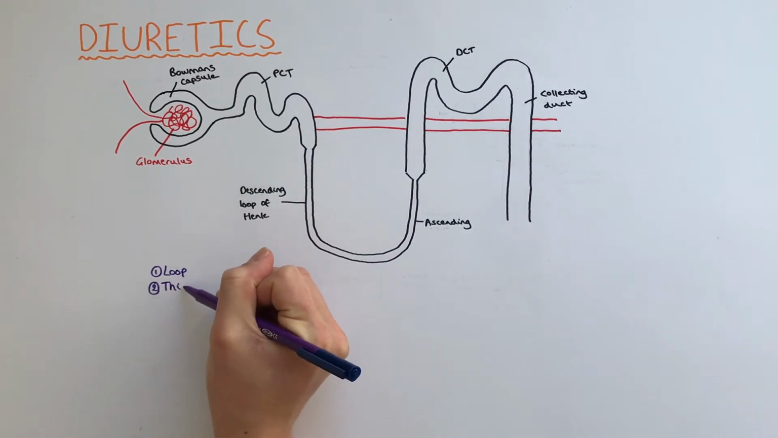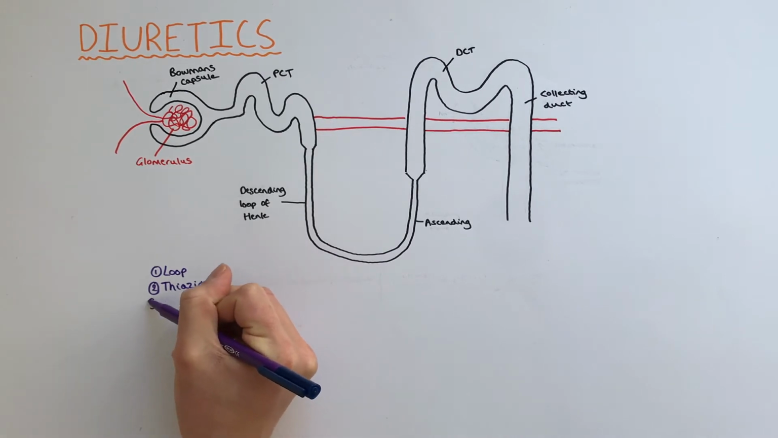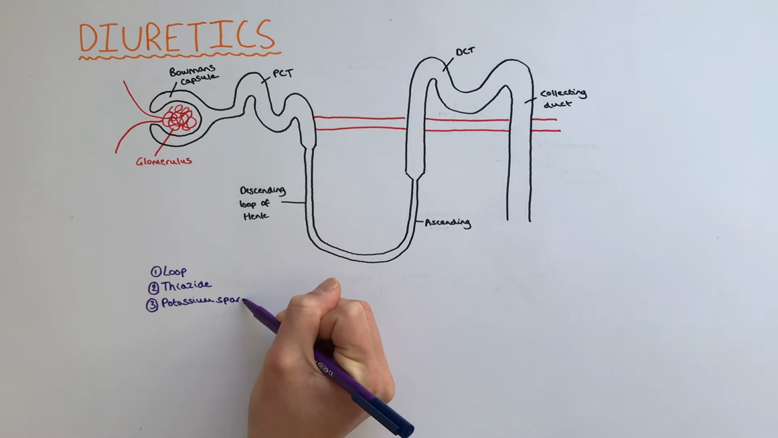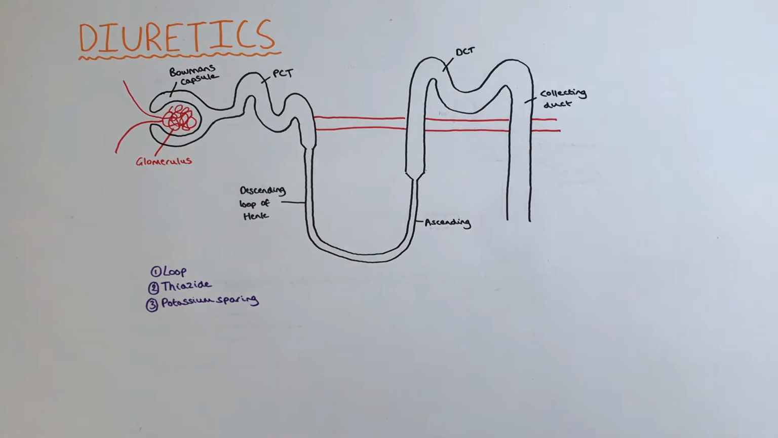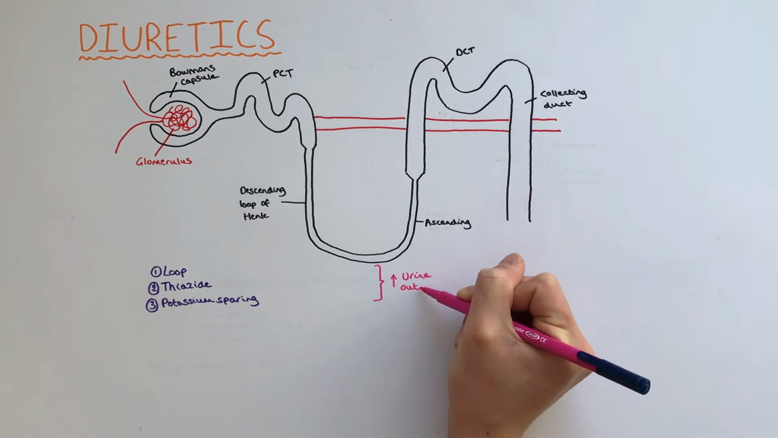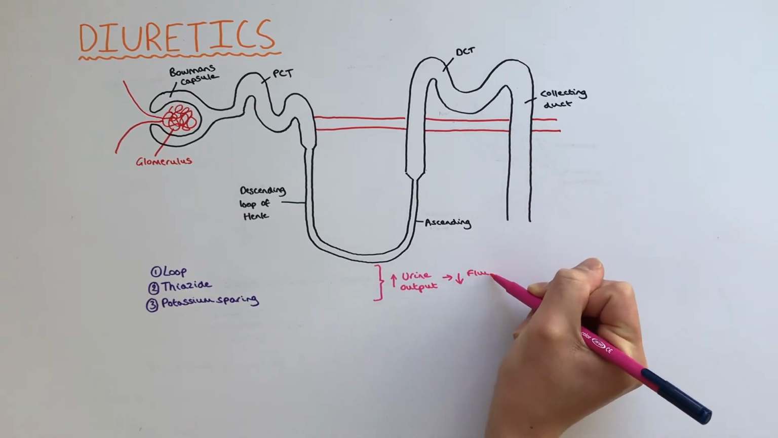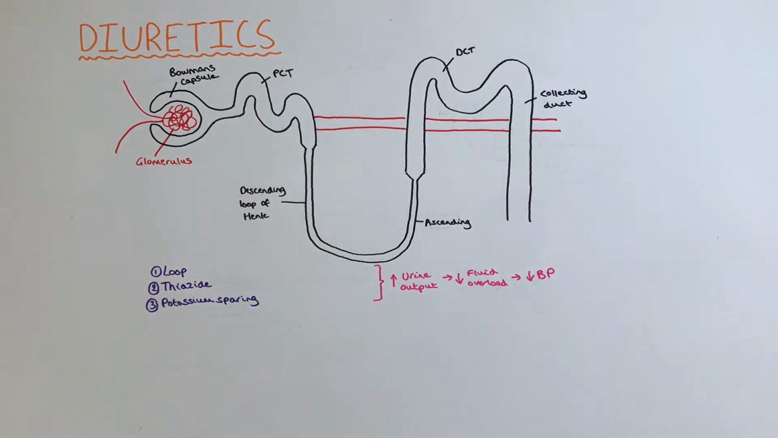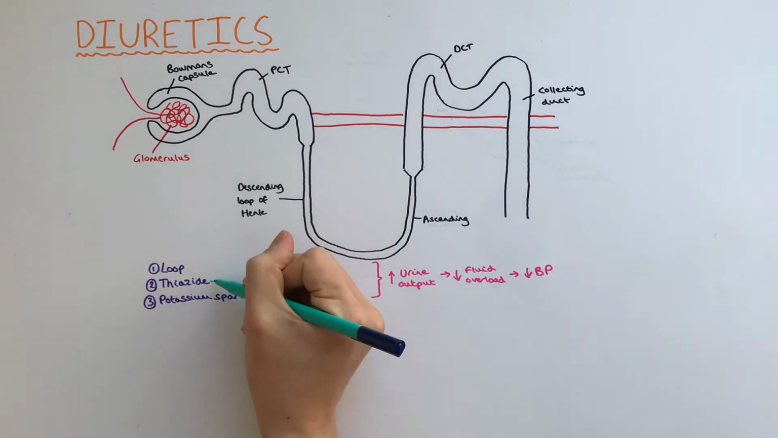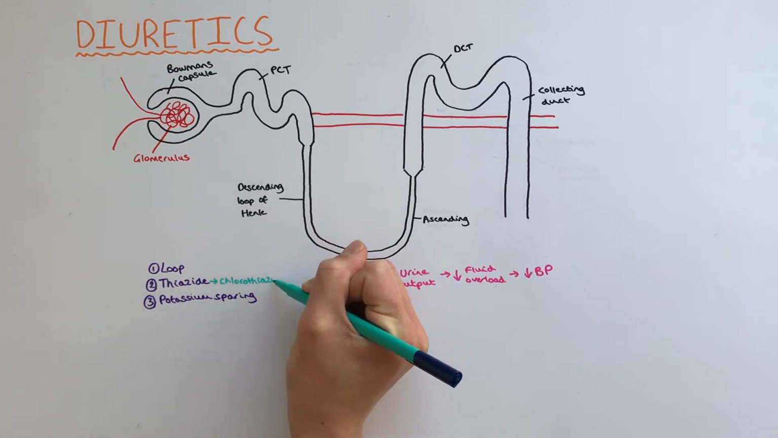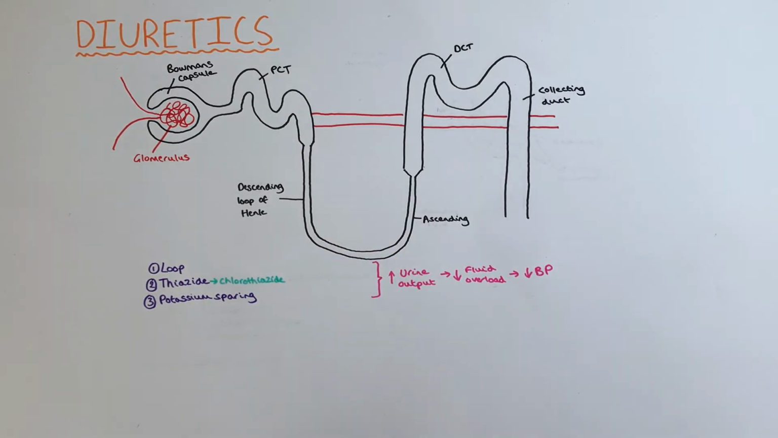There are three different types of diuretics, including loop diuretics, thiazide diuretics, and potassium-sparing diuretics. Nevertheless, they all have the same overall function, which is to increase urine output, reduce fluid overload, leading to a reduction in blood pressure. We're only going to focus on thiazide-like diuretics and potassium-sparing diuretics, as these are the only diuretics mentioned in NICE guidelines for use in hypertension.